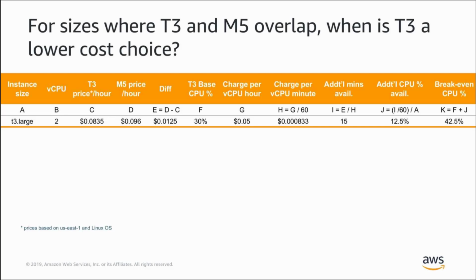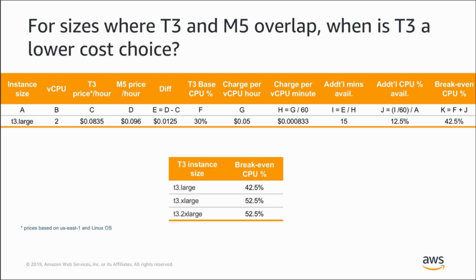So effectively, in English, the difference in the M5 price versus the T3 price, if you take that amount of money that you would spend and convert that to how much more CPU usage you can get by just buying credits, it ends up being 12.5%. That's how we get to the break-even CPU percentage of 42.5. And this calculation is the same for the different sizes, obviously with different price points. But you can see here that the break-even is 42.5 for the T3 large, and then 52.5% for the extra large, and 52.5% as well for the 2 extra large. And these are all prices based on the US East 1 North Virginia region with Linux OS.